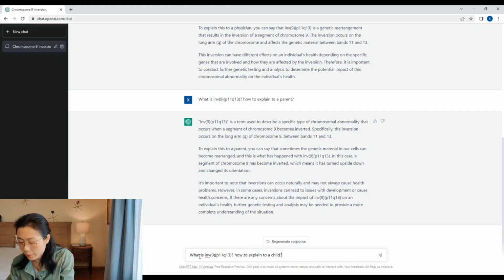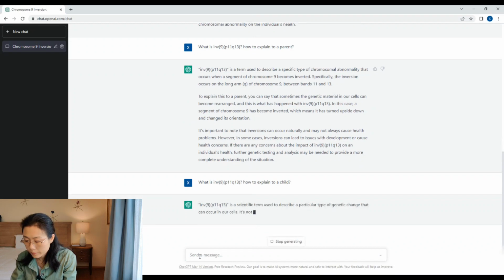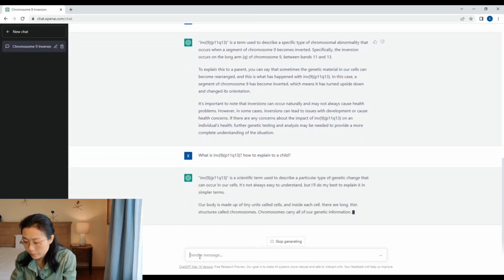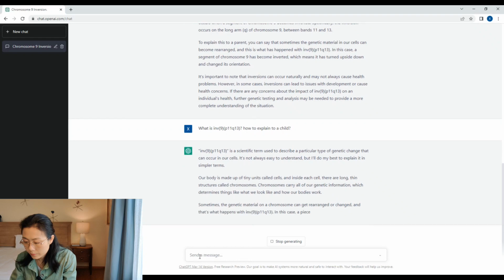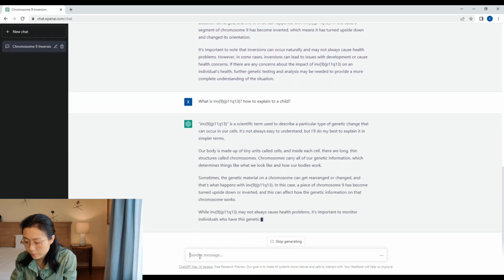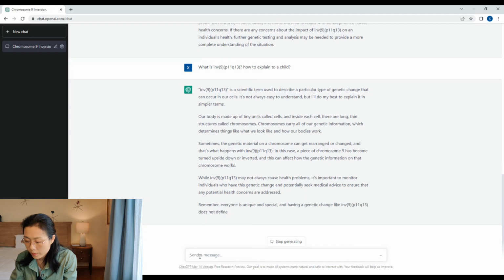How to explain to a child? And I think this version of the answer is quite decent. First, it says, this is a scientific term used to describe a particular type of genetic change that can occur in our cells. It's not always easy to understand, but I'll do my best to explain it in simpler terms. And then it goes on to explain what are cells and what are chromosomes.